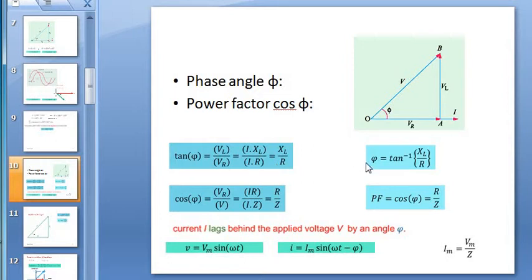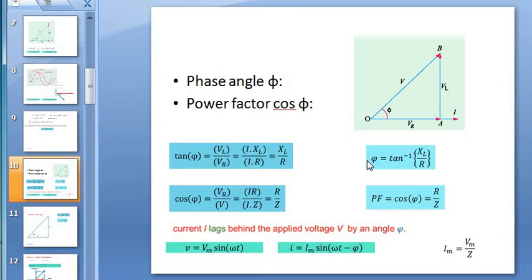From this, phi is equal to what? Taking this tan to the right hand side, it will become tan inverse of XL divided by R. In exam, it is asked to calculate this angle phi for the case RL. Which formula will we be using? Phi is equal to tan inverse XL divided by R.